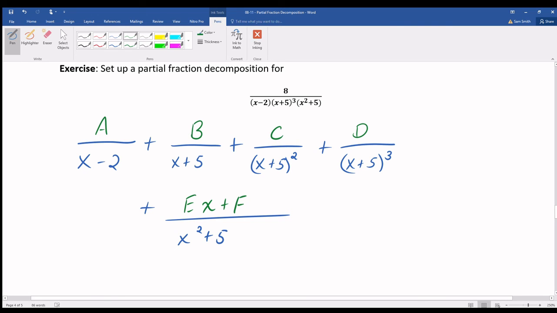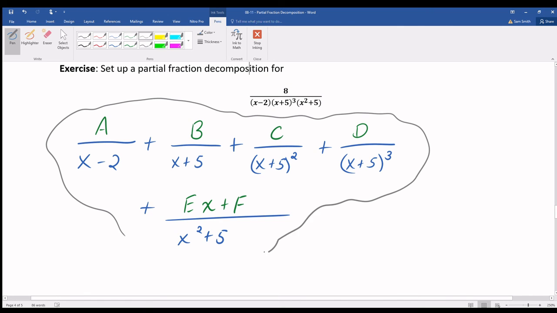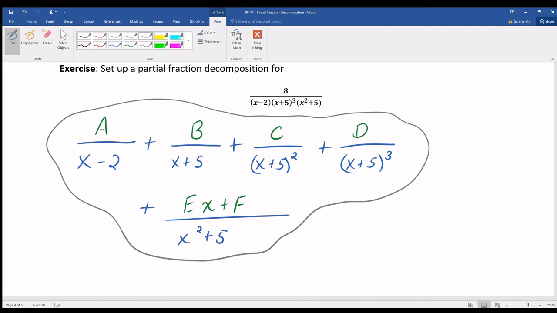So this would be the template that I would use to decompose this complicated rational expression into a sum of much simpler rational expressions, based on what I should do in each of the three different cases for my partial fraction decomposition.